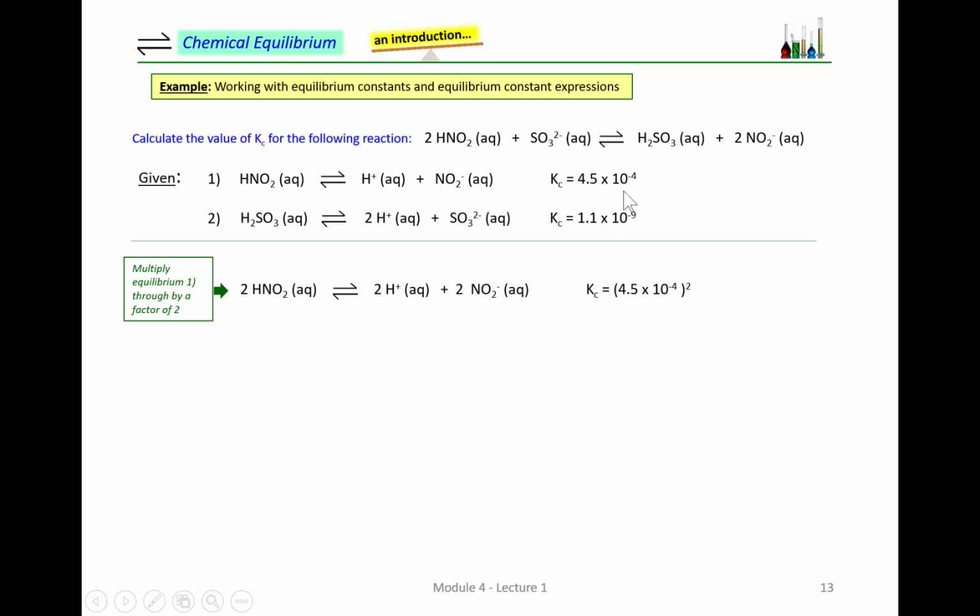Now you might ask, why did you multiply through by 2? The reason is because you'll notice in our target reaction that HNO2 is on the left, so I wasn't interested in reversing this equilibrium. But there's a 2 in our target reaction, so I'm going to multiply through by 2, so I end up with 2 HNO2 on the left of the equilibrium sign. You also notice that there's a 2 NO2 minus in the target reaction, and by multiplying through by 2, we get our 2 NO2 minuses on the right of the equilibrium sign.